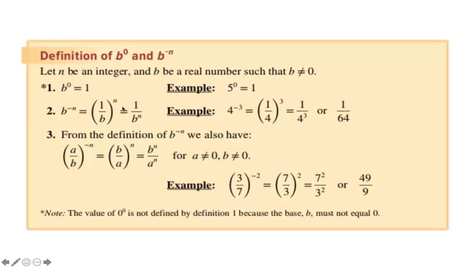When you have something with a negative exponent, we can make the exponent positive and flip everything. So if this is a negative n, I can make it positive n by taking this and putting it down in the denominator. And if you have a negative exponent and you have a fraction, you can flip the fraction. So (a over b) to the negative n is (b over a) to the n, and then we distribute the n to both the numerator and the denominator.